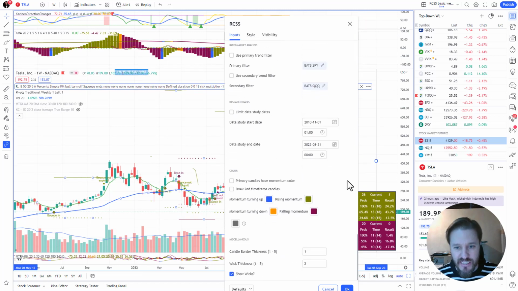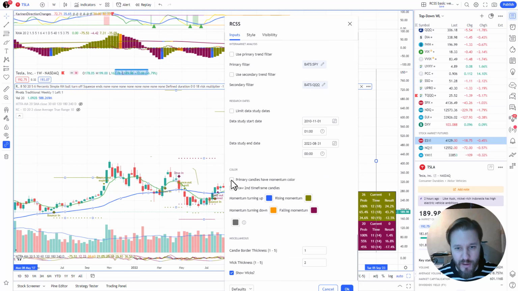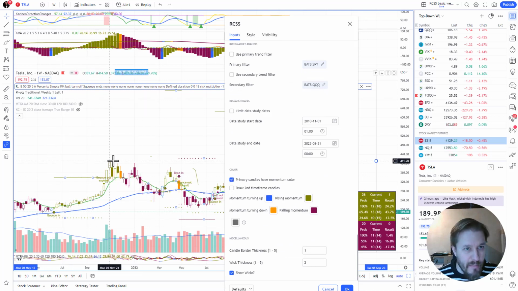And if you set the colors at the bottom, primary candles have momentum color. These colors match with those colors up there. So all the time it's green, the bars are green. Green filled with white means that it went up. Green that is full is bearish, so it went down. This orange one went down because it's full. These maroon ones, they went up because they're filled with white. And these went down because they are filled with maroon. So that's how you read this.